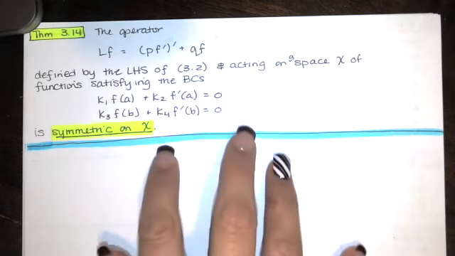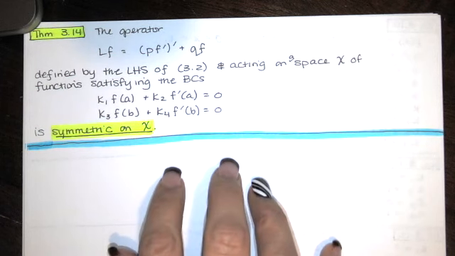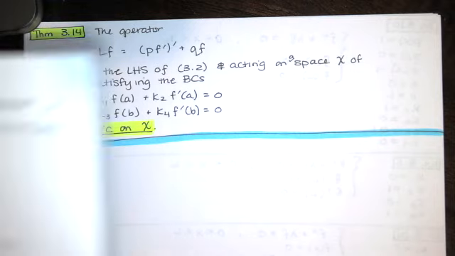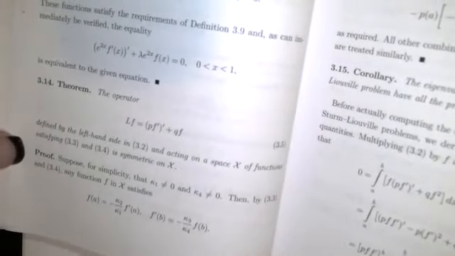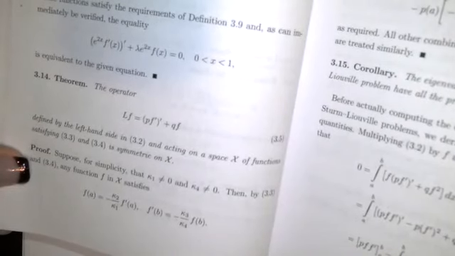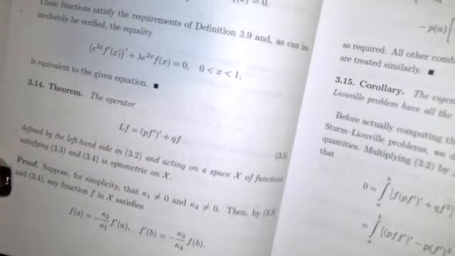Now, we can prove that this is symmetric. I'm not going to prove it here. It's a very simple proof just using integration by parts, so I'm going to let you take a look at that if you want to. It's on page 30 of Dr. Constanta's textbook. He just does one case where kappa 1 is not equal to 0 and kappa sub 4 is not equal to 0. Sorry, it's a little blurry. But then you can also look at all the other possible cases for all the other combinations. Remember, kappa 1 and kappa 2 can't be 0 at the same time. Kappa 3 and kappa 4 can't be 0 at the same time.